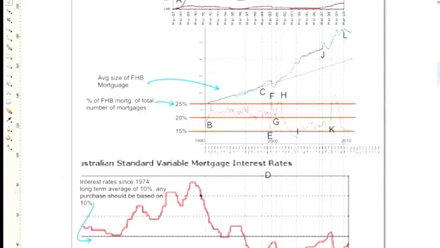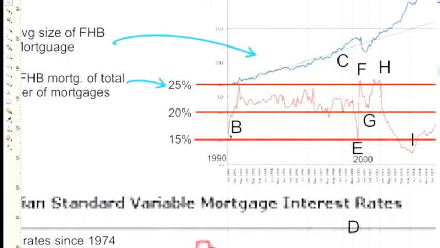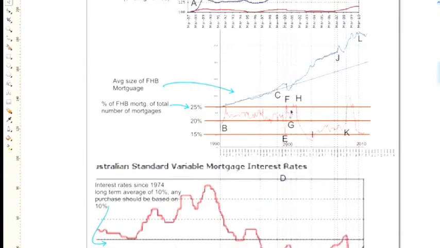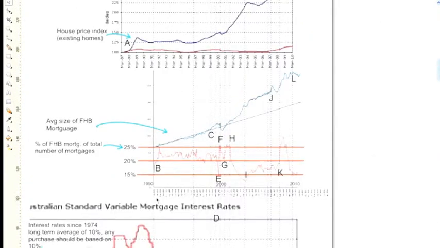Gradually, as interest rates fell, more first home buyers found themselves able to re-enter the market, as the data shows here starting in 1991. Over the decade between 1990 and 2000, the average first home buyer's mortgage steadily rose. The way I interpret the cause of this straight line is due to negative gearing.